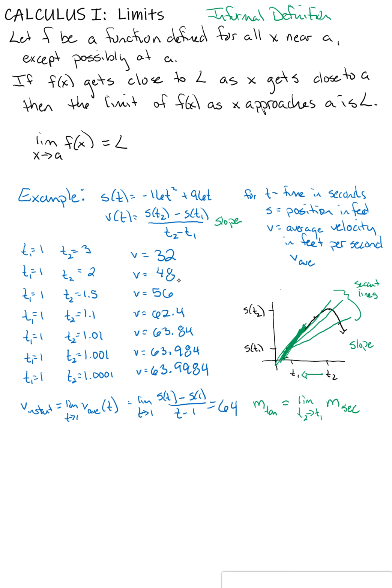So as t, our time, approaches 1, our function, v, the velocity, approaches 64. Don't forget the units on this. This one is seconds. Our velocity is feet per second. Hope that's clear. Enjoy.